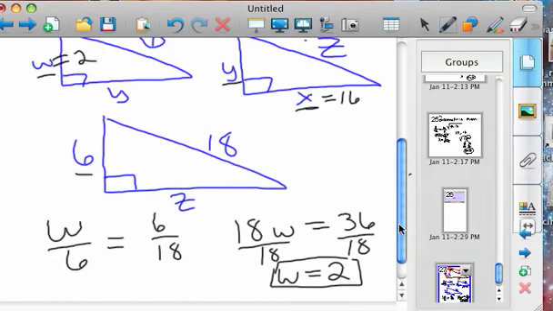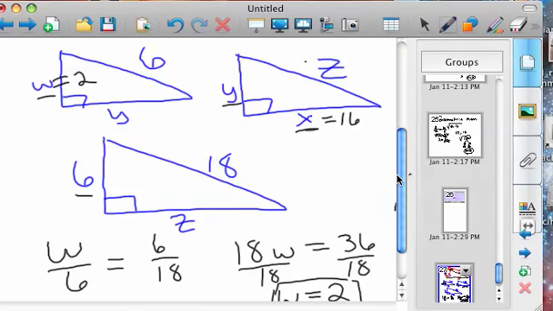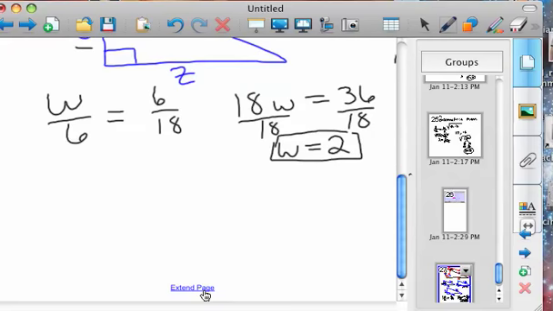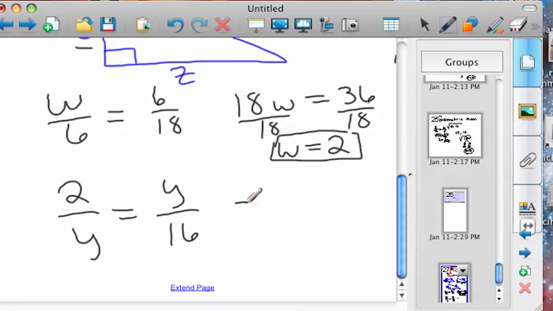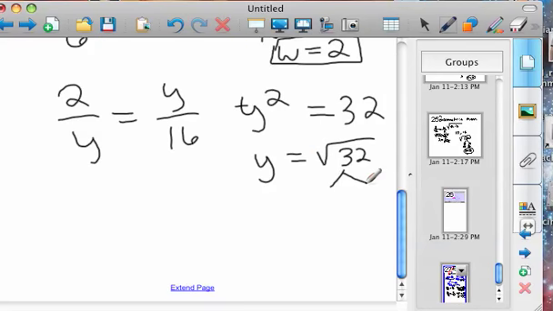So the next one would be, 2 over Y and Y over 16. Yep. So 2 over Y equals Y over 16. And there's that geometric mean. So Y squared equals 32. Yep. And then root that. Wait, no. So Y equals the square root of 32. And now... And then you break it down.